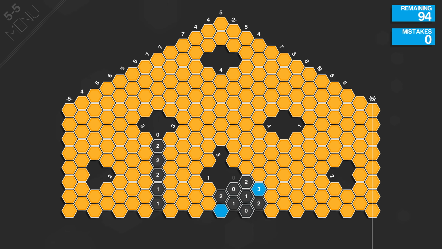This column of 5 in this column must be connected. So if we go from the top, it's 1, 2, 3, 4, 5, or if we go from the bottom, it's 1, 2, 3, 4, 5. Whichever way you go, it must be those 2 in the middle. What else can we see?